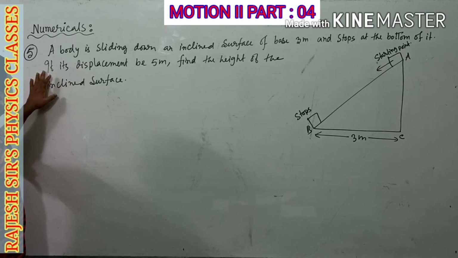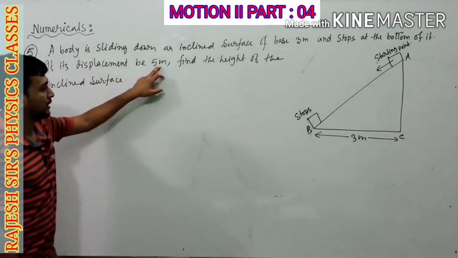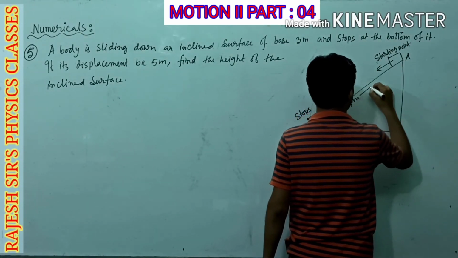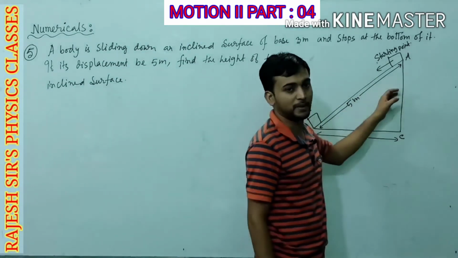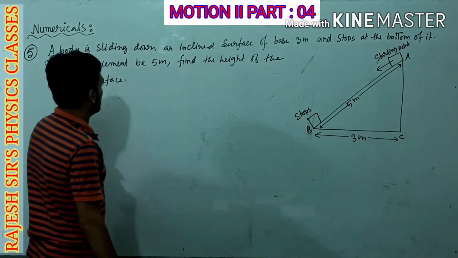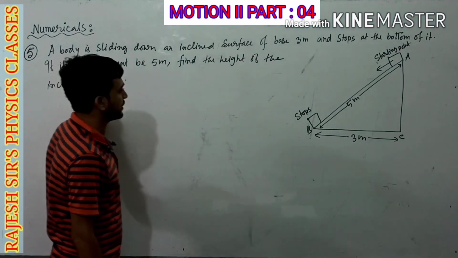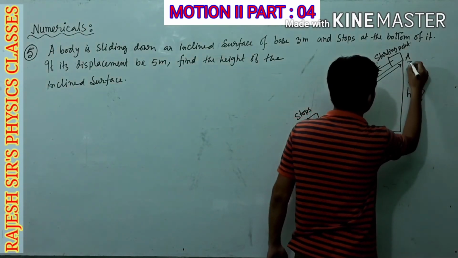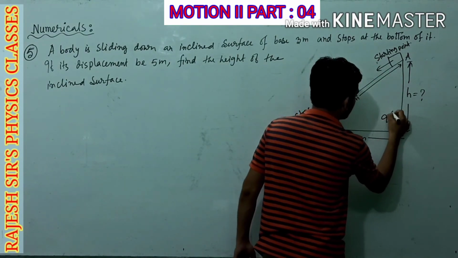Now what is the other information given? If its displacement be 5 meter, displacement will be this one. AB will be the displacement, because displacement is the length of the shortest path connecting the starting point and the final point. What we need to find? Find the height of the inclined surface. AC is the height. This one we need to find. So this angle is 90 degree.